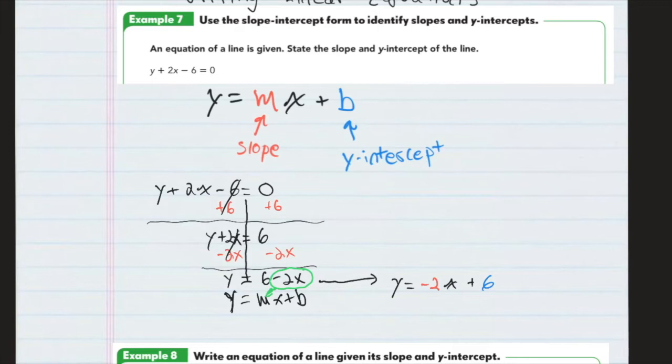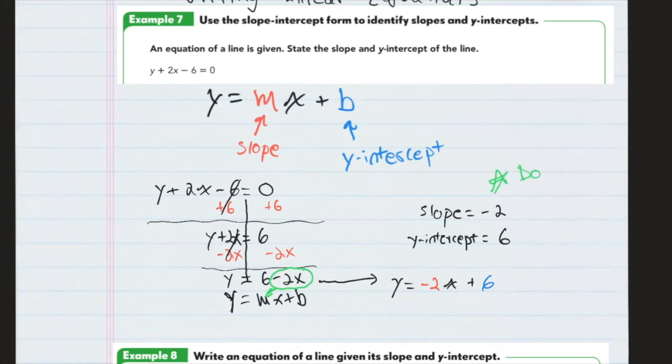So to answer that question, I would say that my slope equals -2, and my y-intercept equals 6.